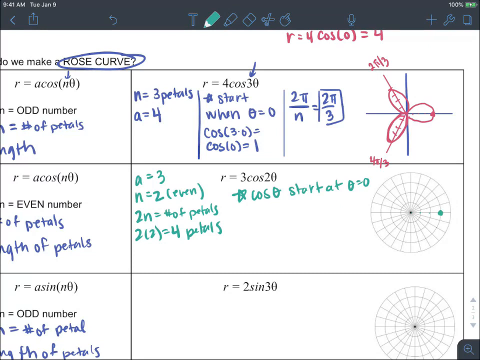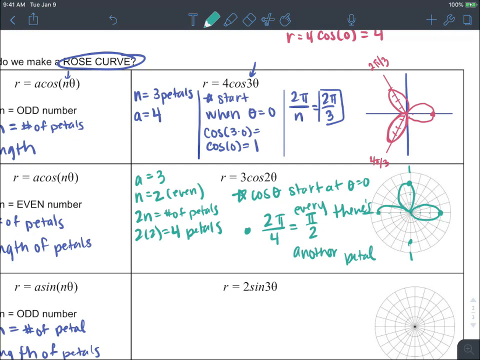Now, how often do I have to draw a petal? Well, I'm going to take 2 pi over, and this time I have 4 petals, so that gives me pi over 2. So at every pi over 2, there's another petal. Okay, so that would be at pi over 2, at pi, and 3 pi over 2. And I'm going to go out 1, 2, 3, 1, 2, 3, 1, 2, 3. So I go loop that, and like that.